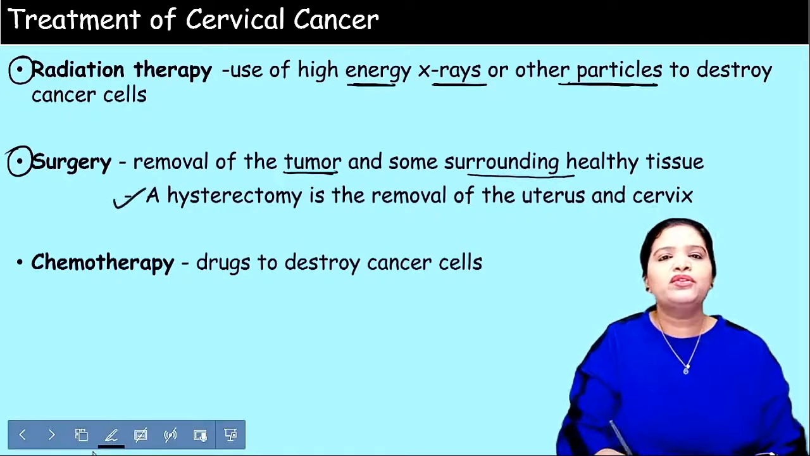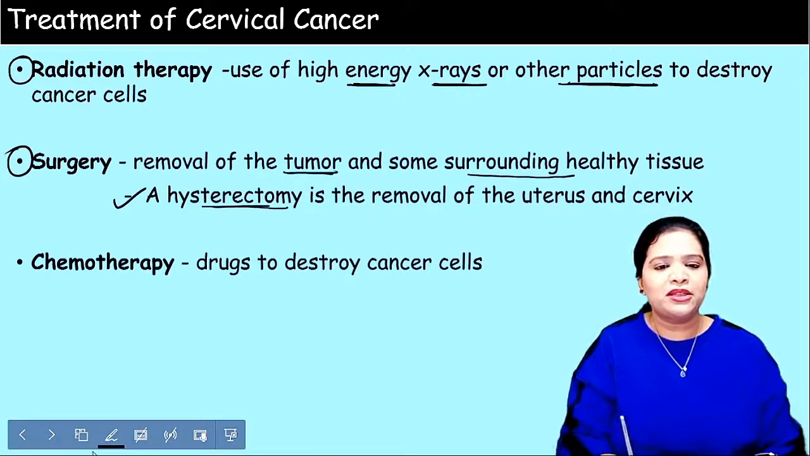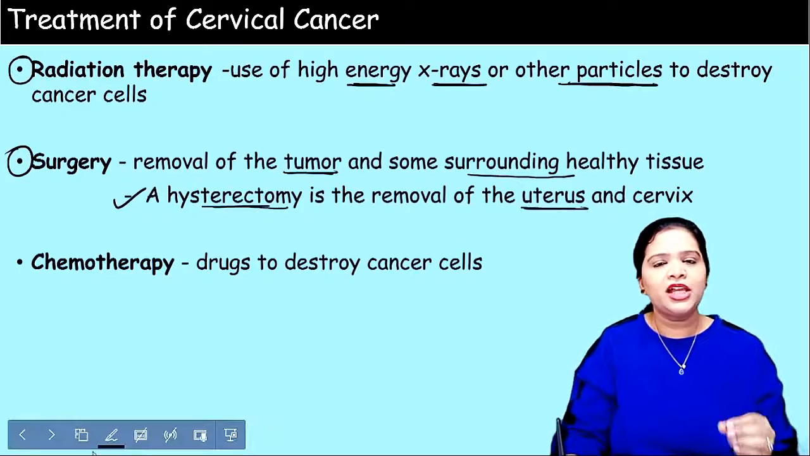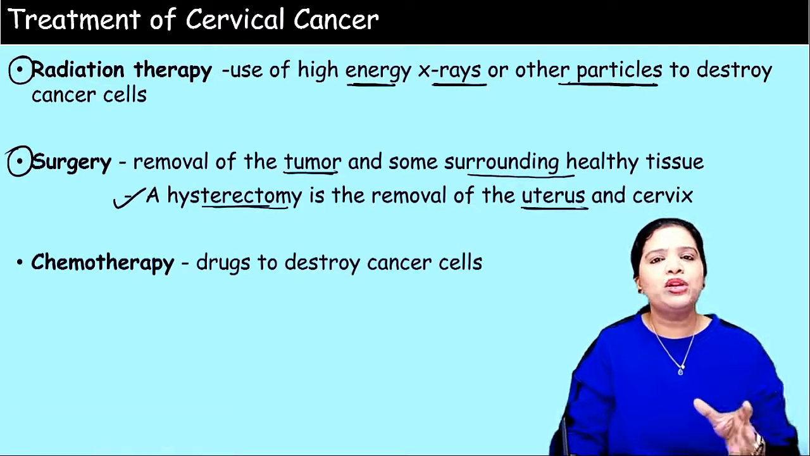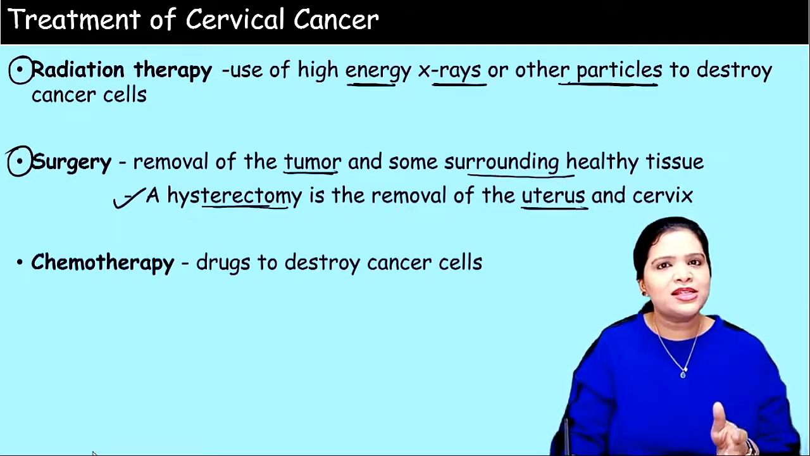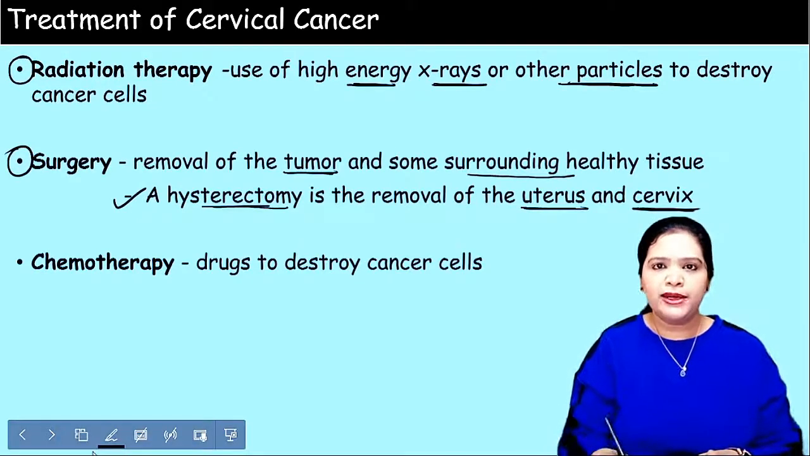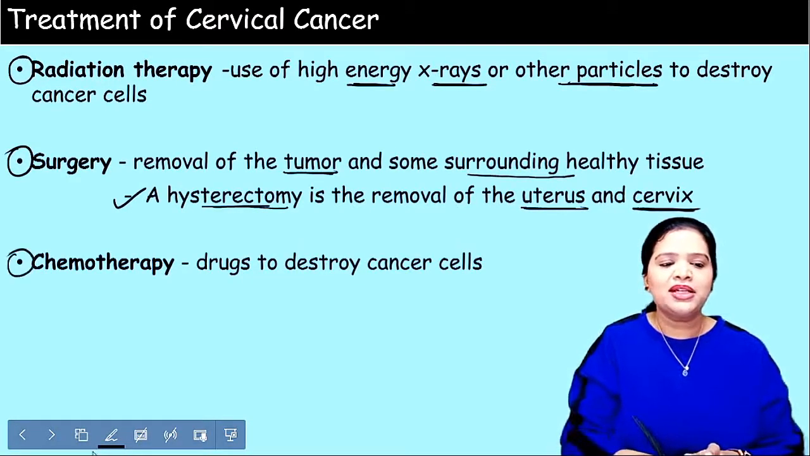And another method of treatment is hysterectomy. Hysterectomy is the permanent method. That means here surgical removal of the uterus is done. Hysterectomy is the surgical removal of the uterus. Okay, so it will be done for many reasons, and one reason could be cancer. So if there is a cancer in the cervix, the whole uterus itself is removed, so that the cervix is also removed here. Okay, and the third method is chemotherapy.